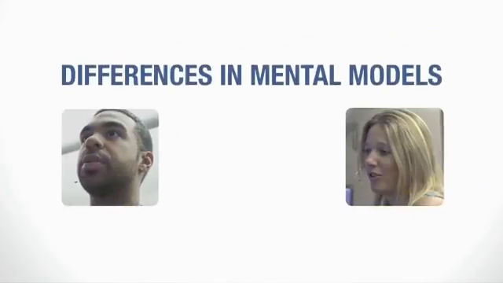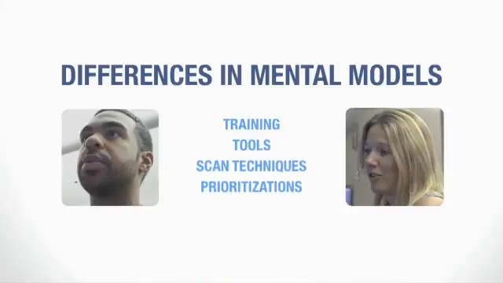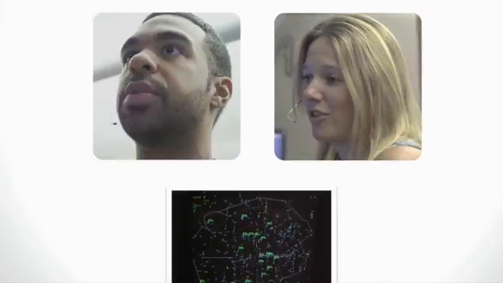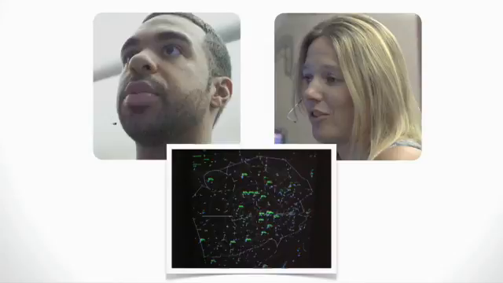For example, the controllers had different trainers that taught them different tools. They may have different scan techniques, and they may prioritize their activities differently. Which aircraft do the controllers need to focus on, and in what order? This depends on their mental model. One of the problems related to aviation safety is the assumption that situational awareness between two controllers working together is the same.